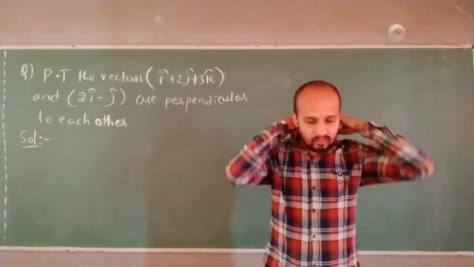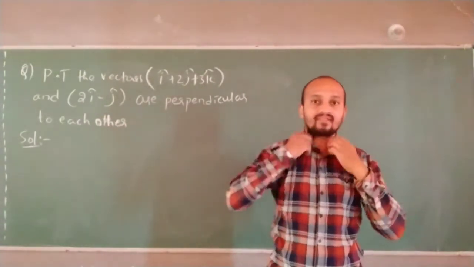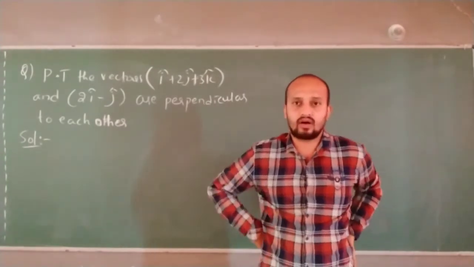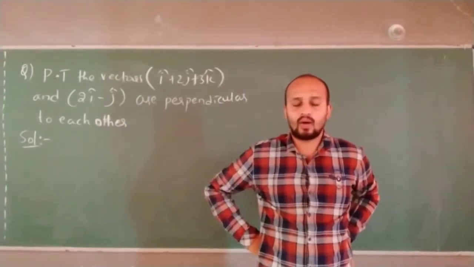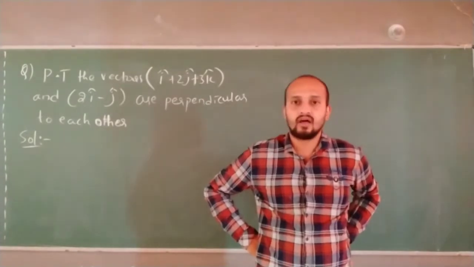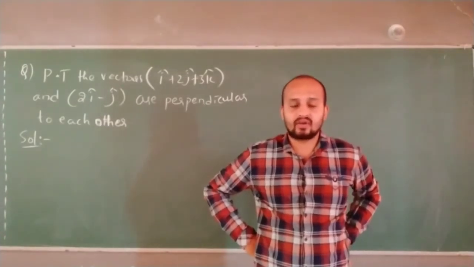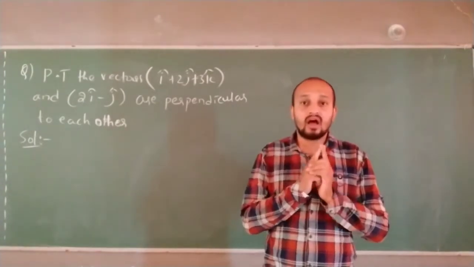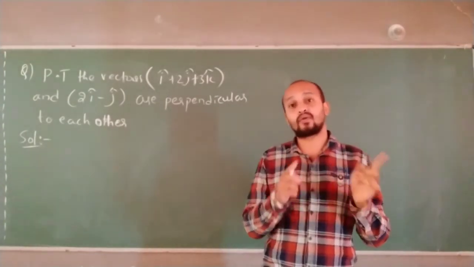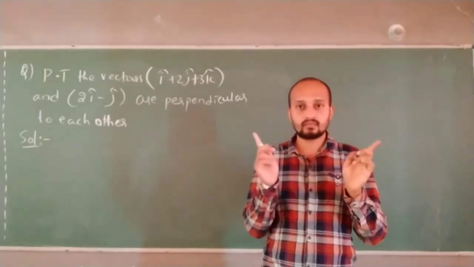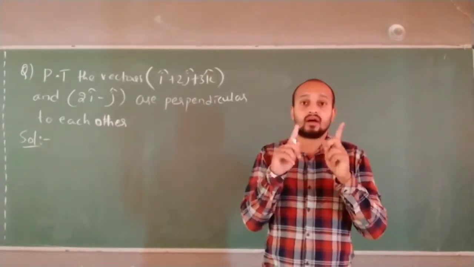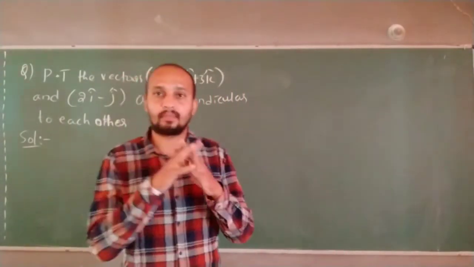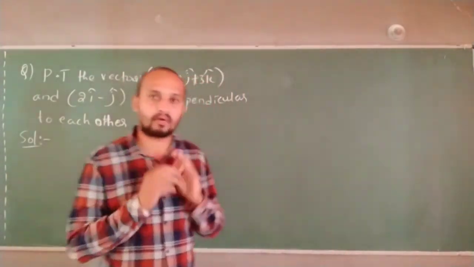This is a very conceptual question. How can I prove it is a perpendicular vector? You have learned two types of product rule. One is dot product, one is cross product. In a dot product, you are multiplying two vectors which are parallel to each other. In cross product, you take two vectors which are perpendicular and you multiply. Correct? You are doing a product.